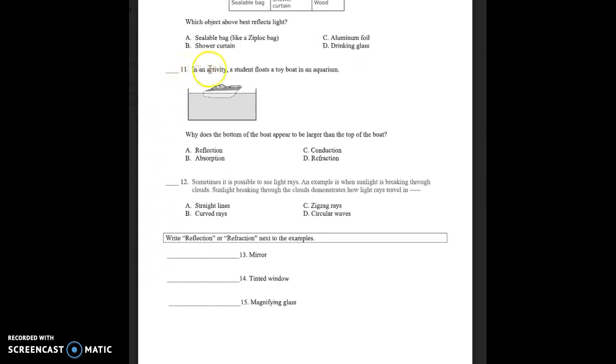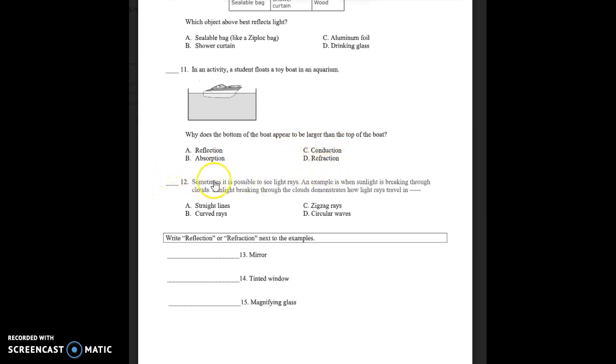Number 11. In an activity, a student floats a toy boat in an aquarium. Why does the bottom of the boat appear to be larger than the top of the boat? A. Reflection. B. Absorption. C. Conduction. Or D. Refraction.